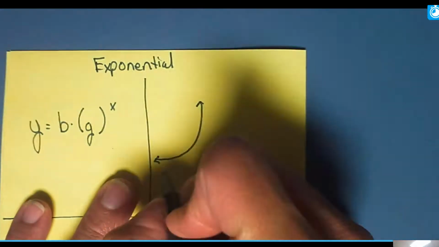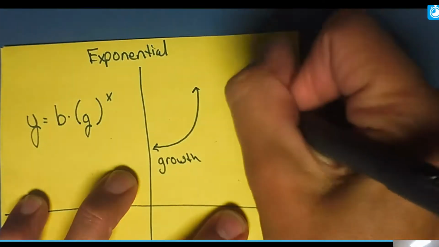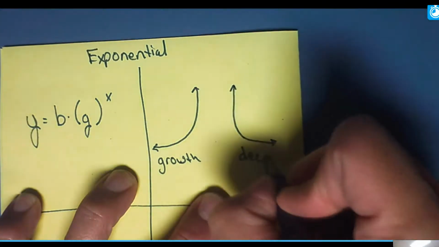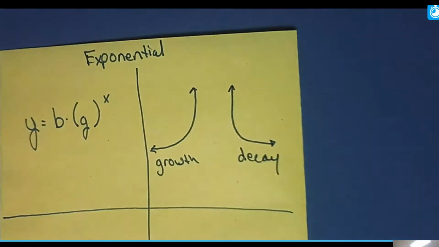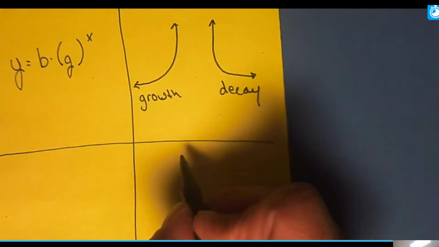As far as our shapes go, this is actually called exponential growth, and this is called exponential decay. All right? Let's talk about the different parts. So let's put b over here.